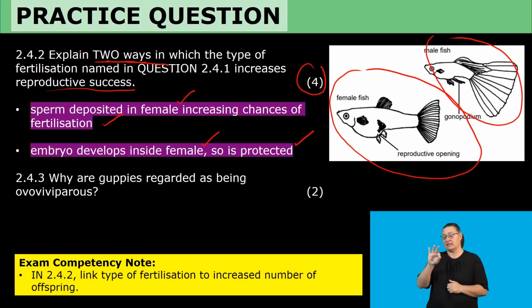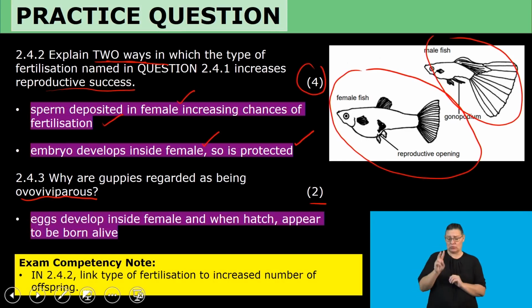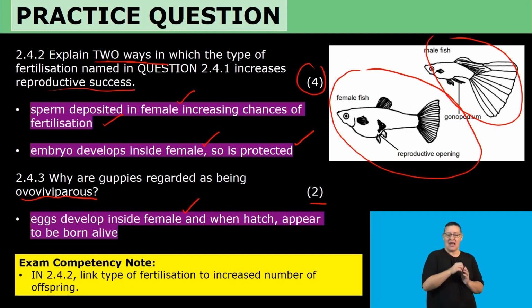Question 2.4.3, why are guppies regarded as being ovoviviparous? This is for 2 marks. You need to tell us: eggs develop inside the female, and when they hatch, they appear to be born alive. Ovoviviparous, the development takes place inside the female body. Don't forget that. And then once they hatch, the young ones are born alive.